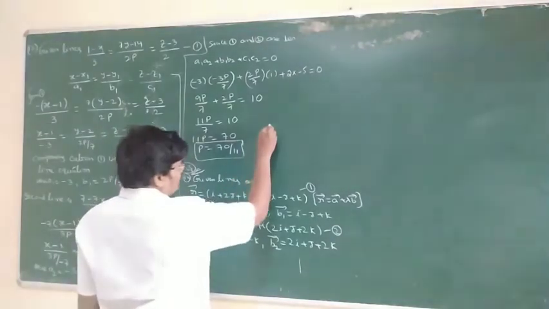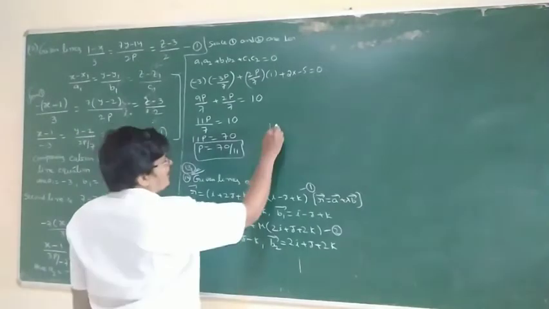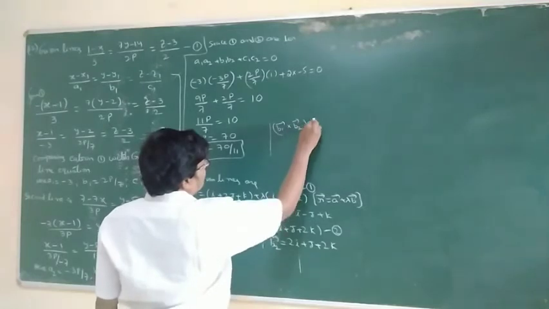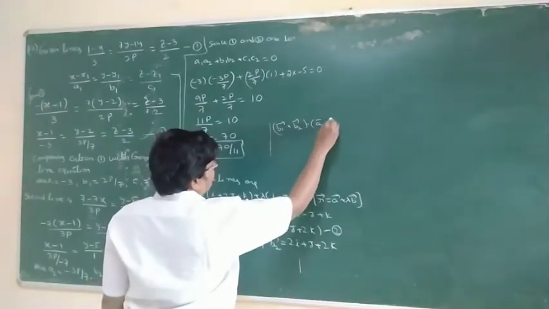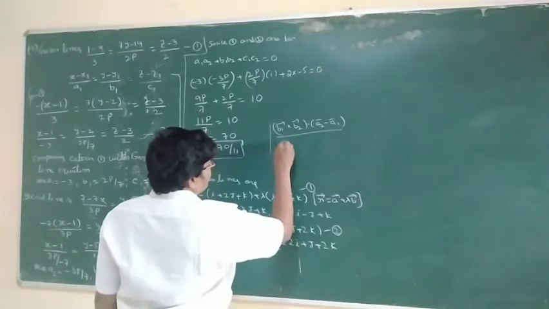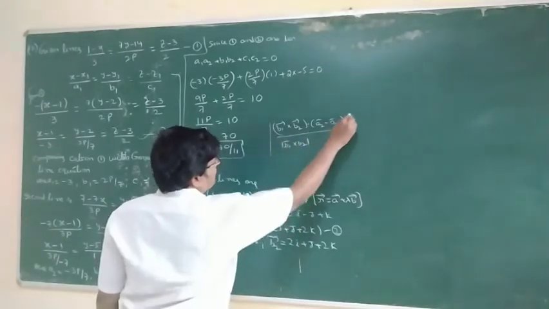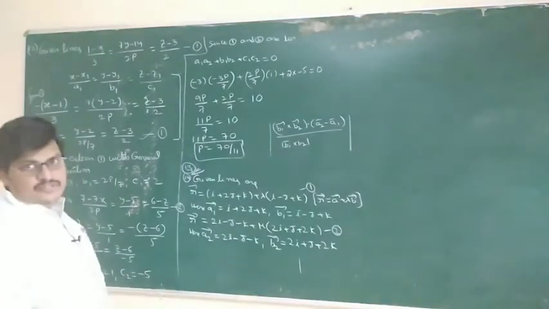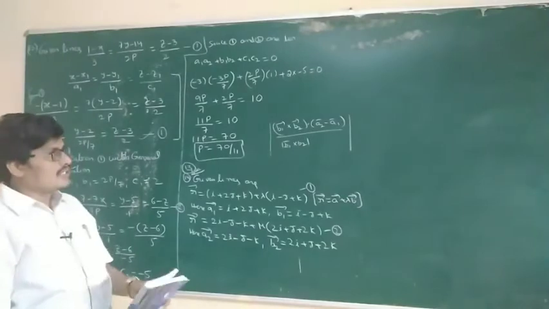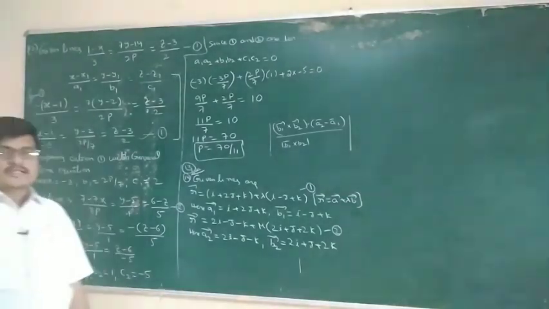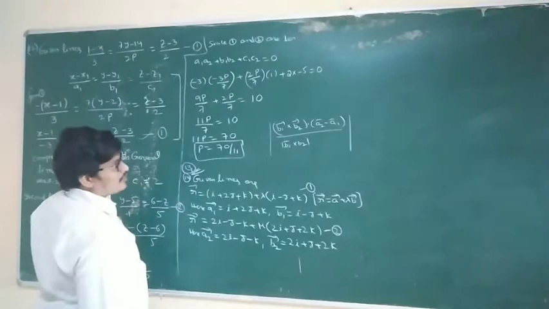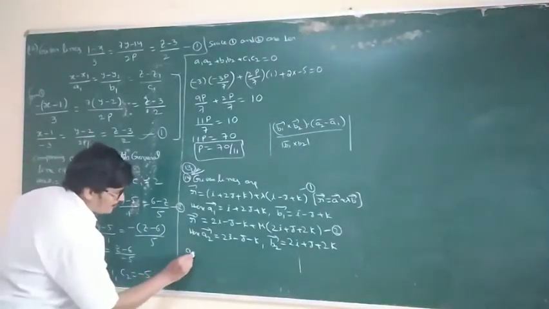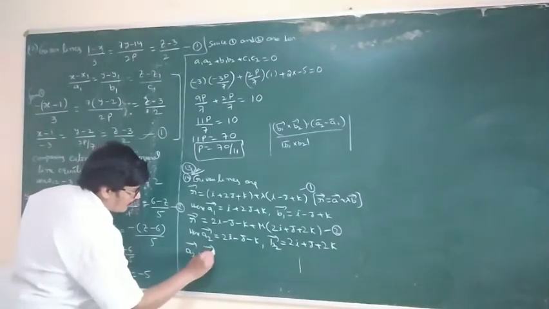So what is the formula? The shortest distance formula is b1 bar cross b2 bar dot a2 bar minus a1 bar, by mod b1 bar cross b2 bar. This is the formula. First we have to remember the formula. After that, what do I have to do first? First of all, b1 cross b2, and a2 minus a1, simply a2 bar minus a1 bar.